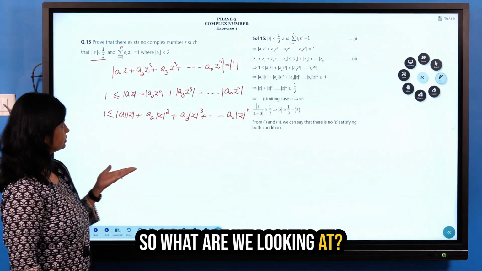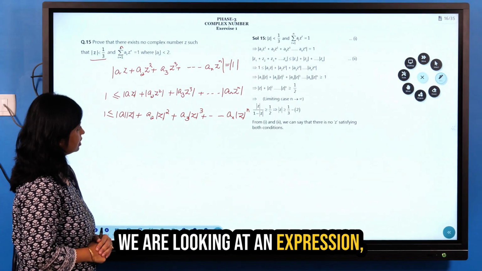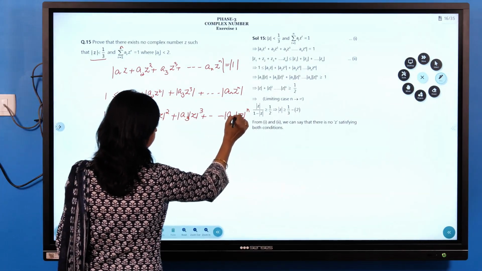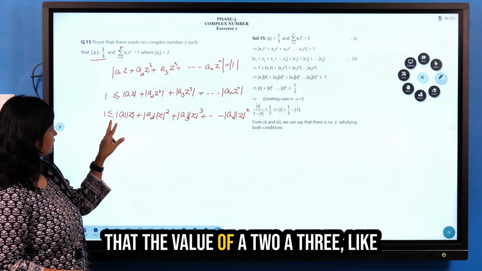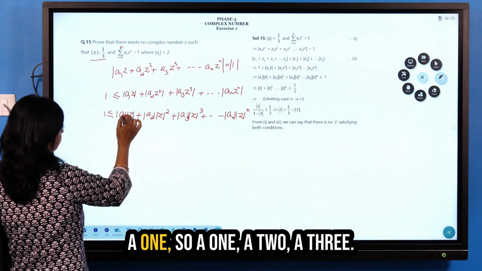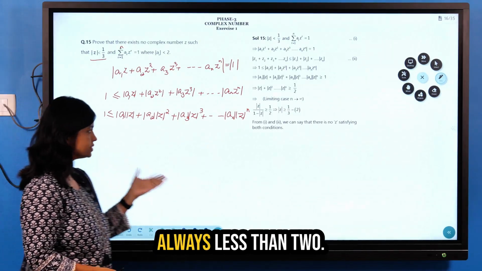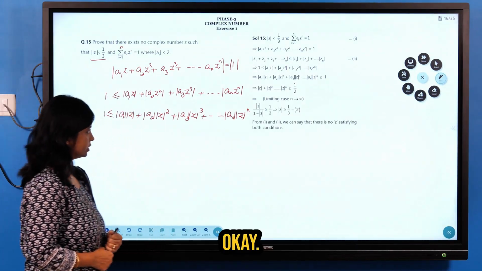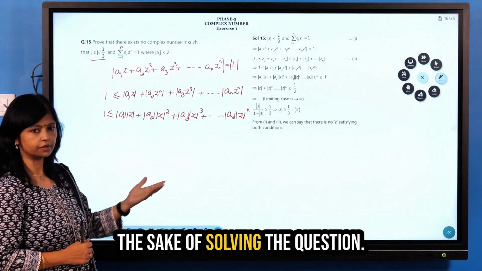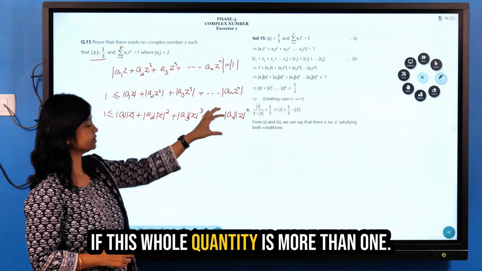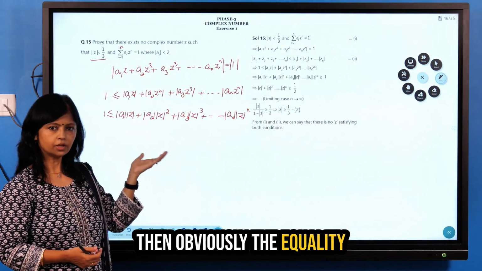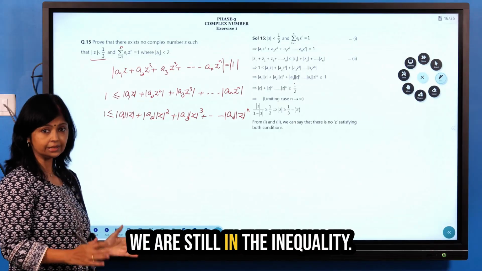So what are we looking at? We are looking at an expression. We have been told in the question that a1, a2, a3, the mod of each, is always less than 2. For the simplicity of solving the question, if I set this quantity to a higher value, let's say 2, then obviously the inequality is not going to be disturbed. We are still in the inequality.